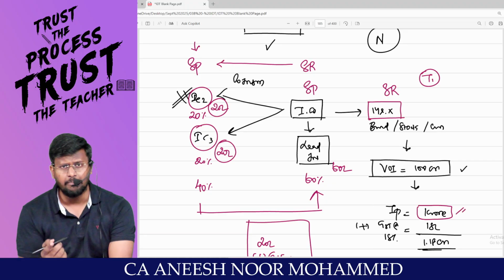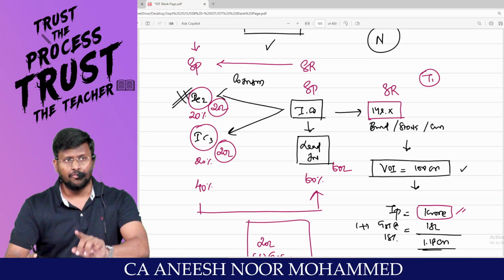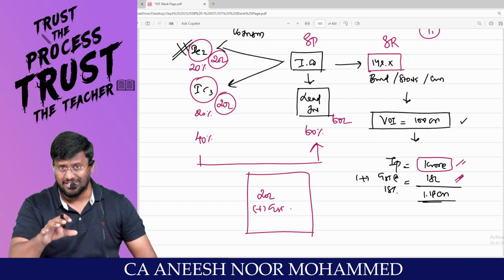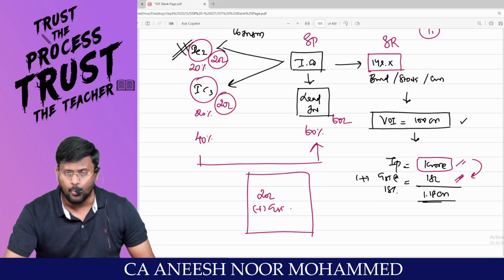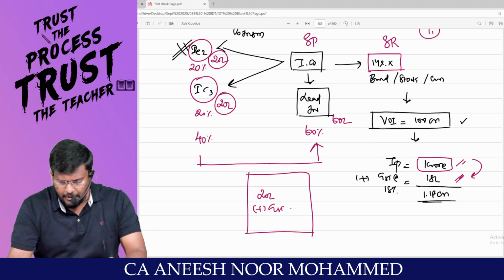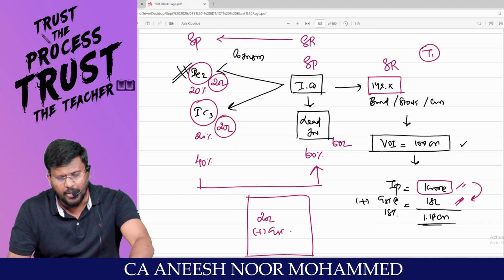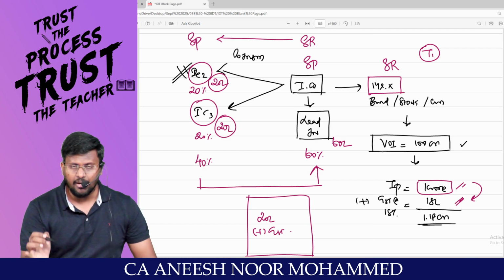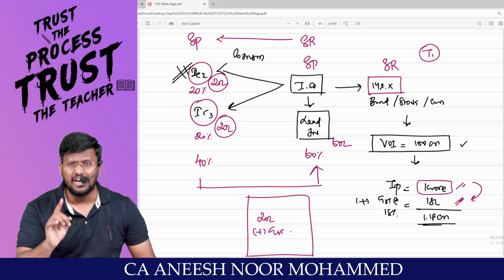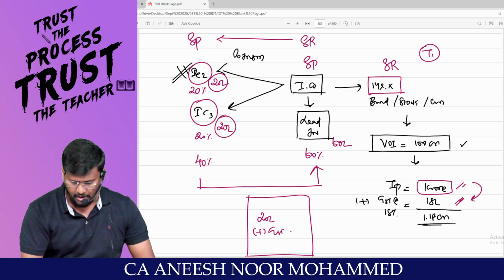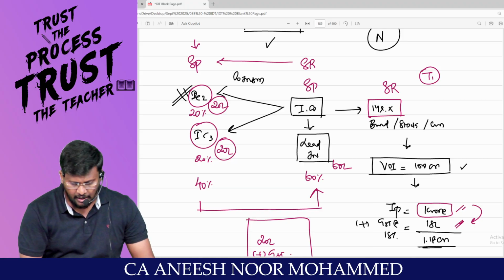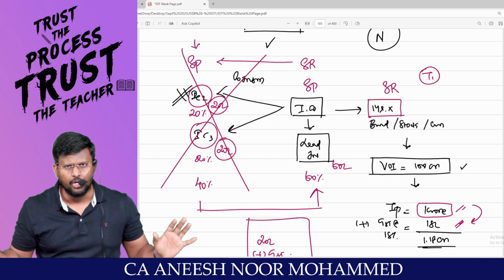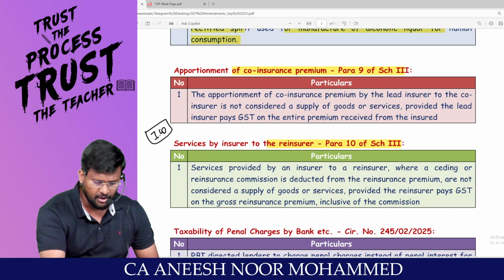This lead insurance company has collected the GST from the real service recipient on 100% of the value. That is, 18% is the rate of tax, on the 100% value, the GST has been collected. Again, if the co-insurer collects GST from the lead insurance company, it will lead to double taxation. So the government came up and said that if the lead insurance company is collecting GST on 100% of the value, then the service provided by the co-insurance company to the lead insurance company will neither be treated as supply of goods nor as supply of services. That's it.